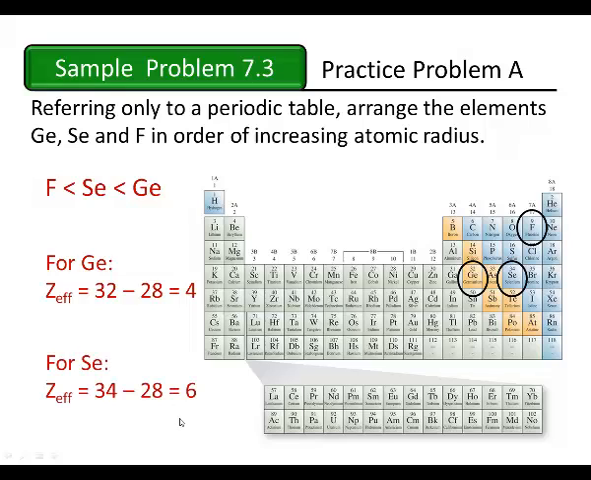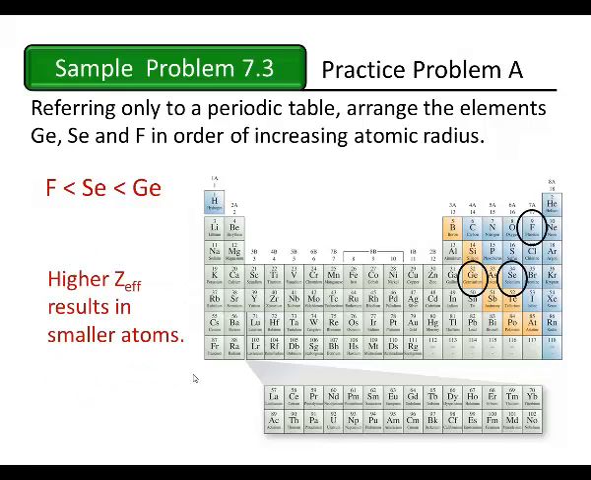Using the same argument for selenium, we find an effective nuclear charge here of 6. Selenium has 34 protons and 28 core electrons. So of these two atoms, we would say that selenium is the smaller because a valence electron in selenium experiences greater effective nuclear charge. This charge tends to pull electrons closely and results in smaller atoms.